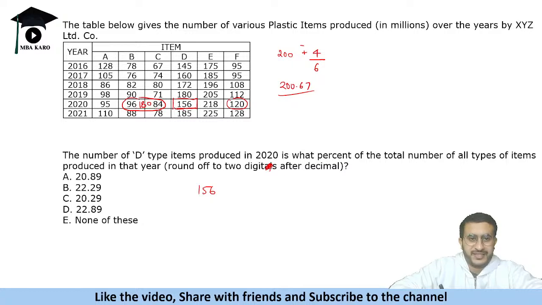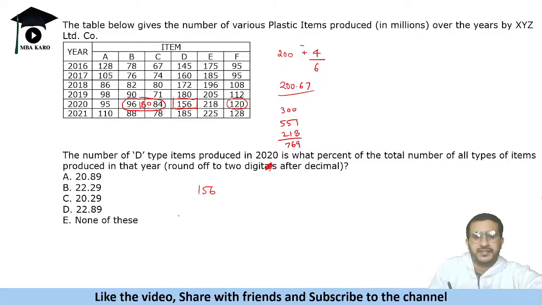Now we do not see anything ending at 0. ठीक है, then in that case you can take anything. So 180 and 120, 300 हो गया. ठीक है, 300 हो गया and then this is 95 and 156. 256 minus 5, 251. So 551 हो गया and 218, 769. ठीक है, 156 by 769.